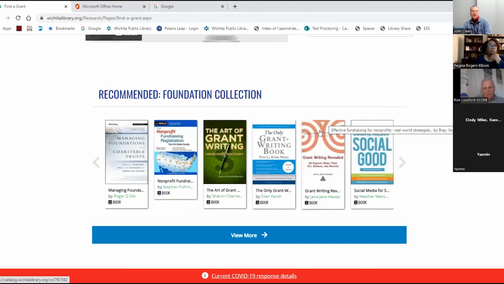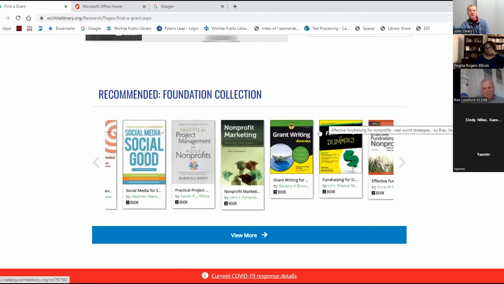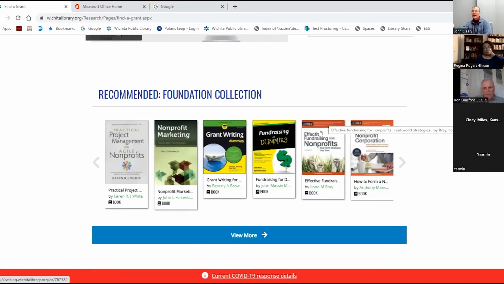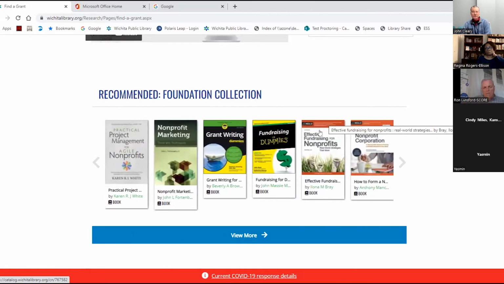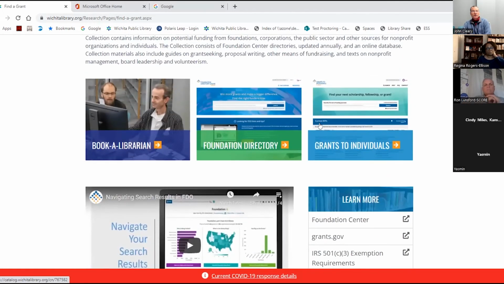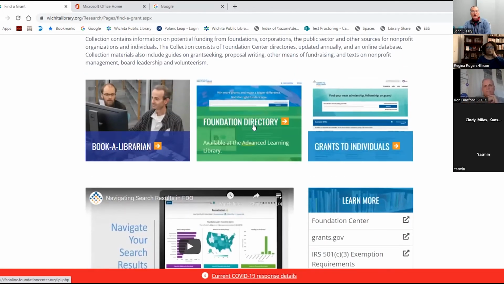So here at Wichita, it's located on the second floor of the Advanced Learning Library, and we'll be glad to share these books with you. They do check out with a library card, which is free. You can get a library card and not only check out the books, but also get access to our internet access and to the Foundation Directory Online, which we have on all of the public computers here at the downtown library. So let's take a look at the Foundation Directory Online.